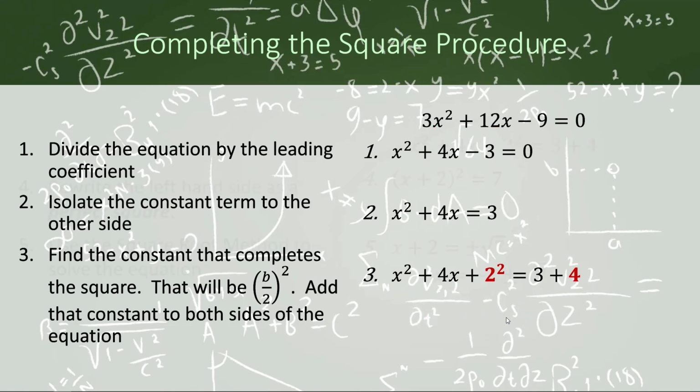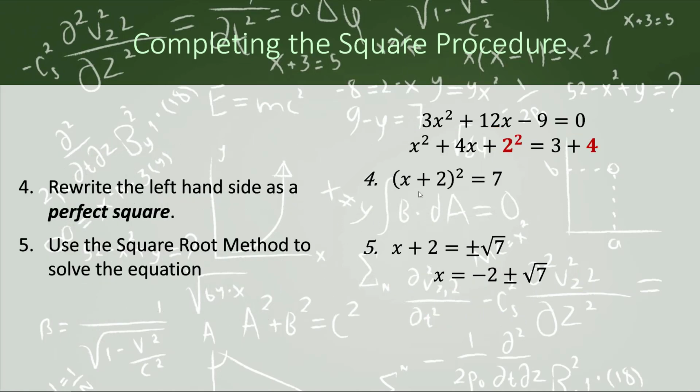Which is exactly what we do in step 4. We write this side as a perfect square, and then we evaluate the right-hand side. Once we've done this, we can use what we learned in section 10.1a to solve the equation. We can take the square root of both sides, which is what we've done here.